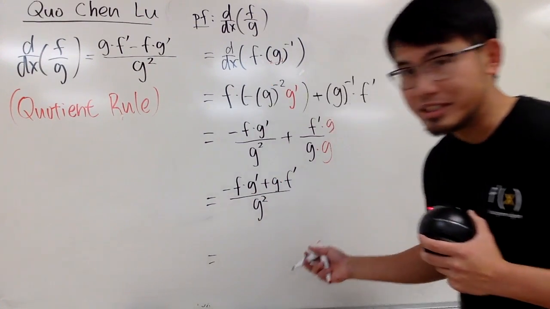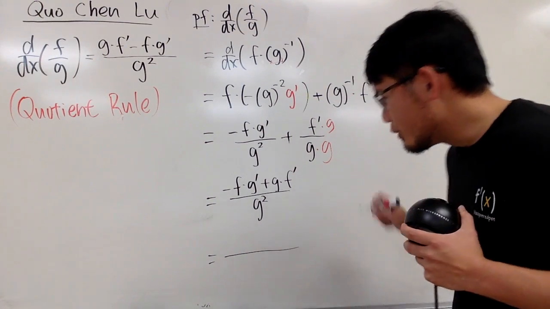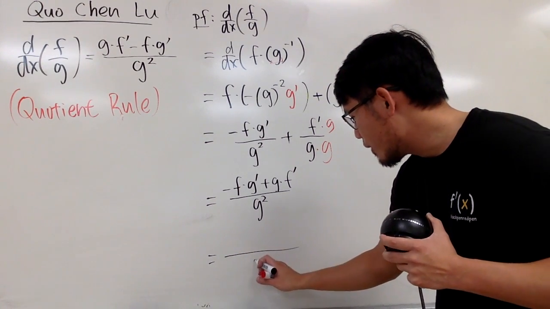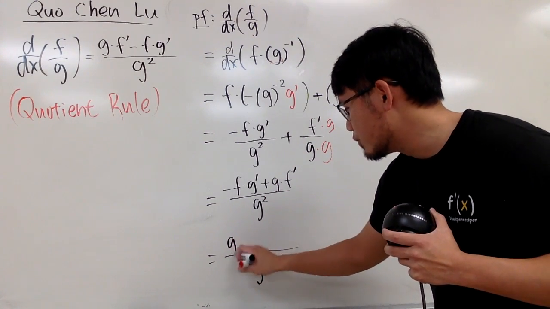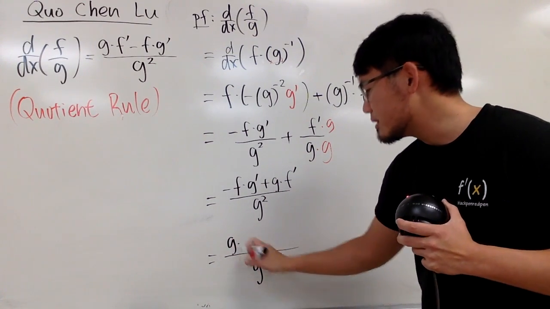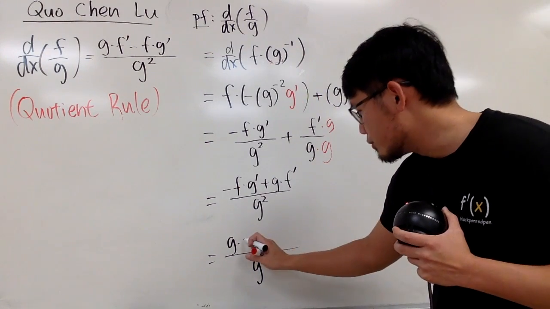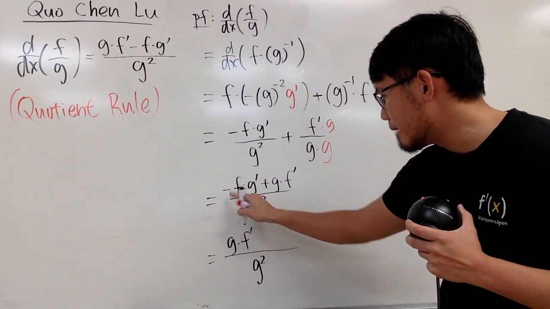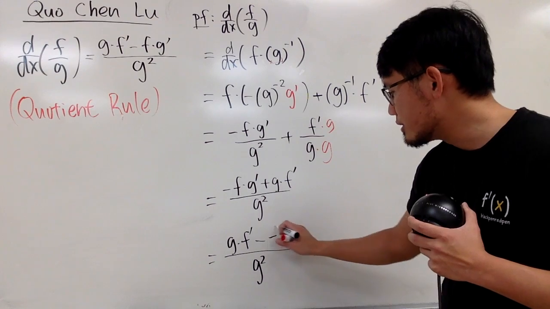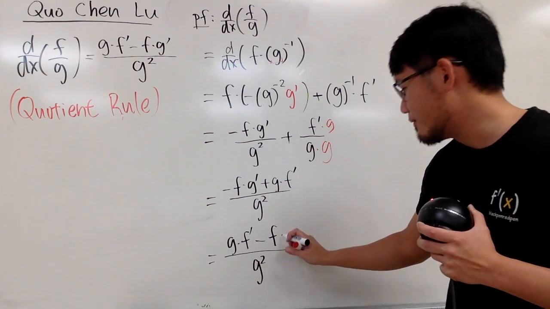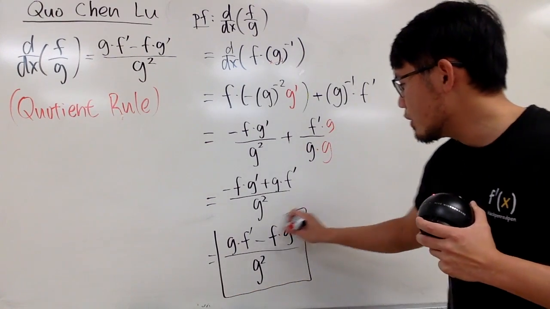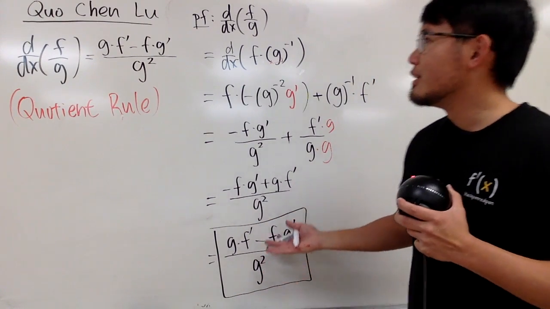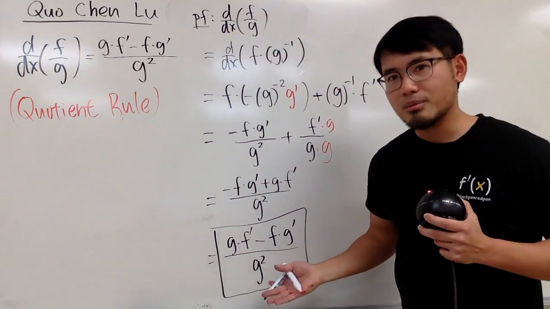So in the end, we see that the Quo Chen Lu is what? Don't forget to square the denominator first, and then on the top, let's write this down first, which is the bottom function g times the derivative of the top, which is f prime, and then we minus the top function, which is f, times the derivative of the bottom function, namely g prime. So, ladies and gentlemen, welcome to the Lu family, and this is another member of it.